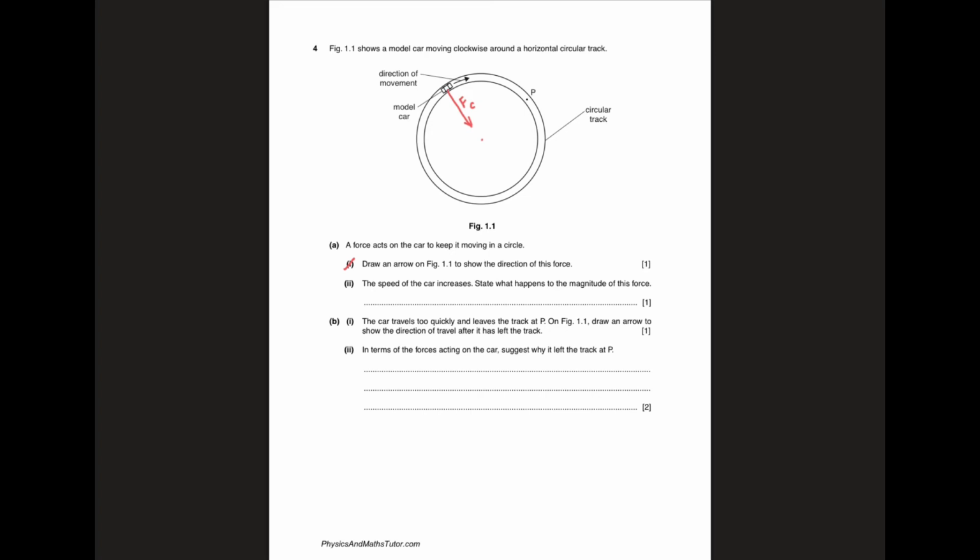Part 2, the speed of the car increases. State what happens to the magnitude of this force. Okay, so imagine F equal to mv square over r. So if you increase the v, of course you should expect this to increase also. So the answer is force increases in magnitude.